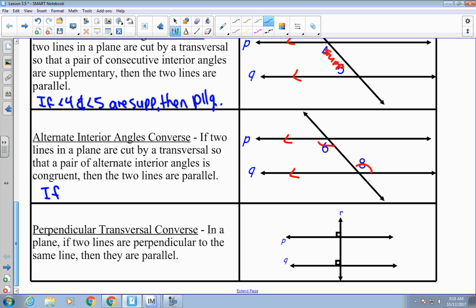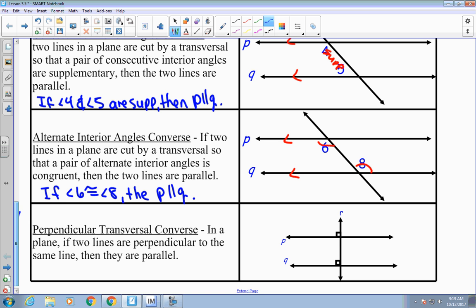So, if angle 6 is congruent to angle 8, original theorem. Remember, the alternate interior angles theorem says if the lines are parallel, then the alternate interior angles are congruent. The converse says if the alternate interior angles are congruent, then the lines are parallel. So the converse is what proves parallel lines.